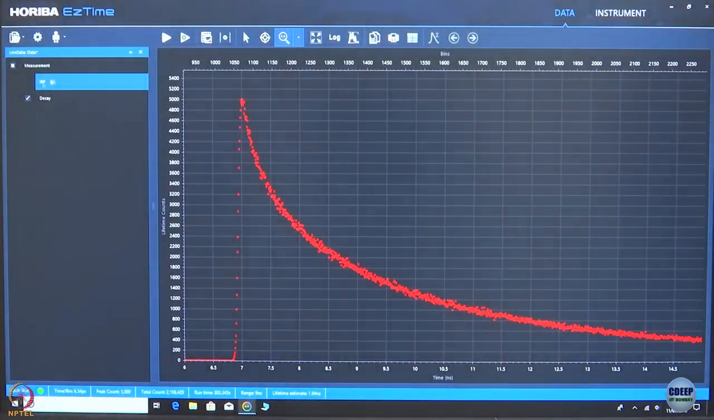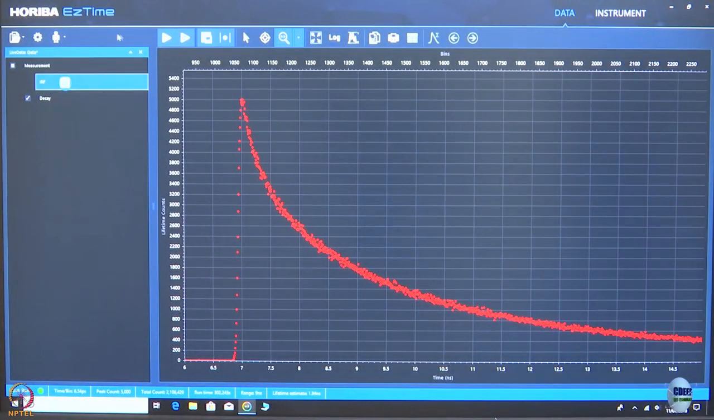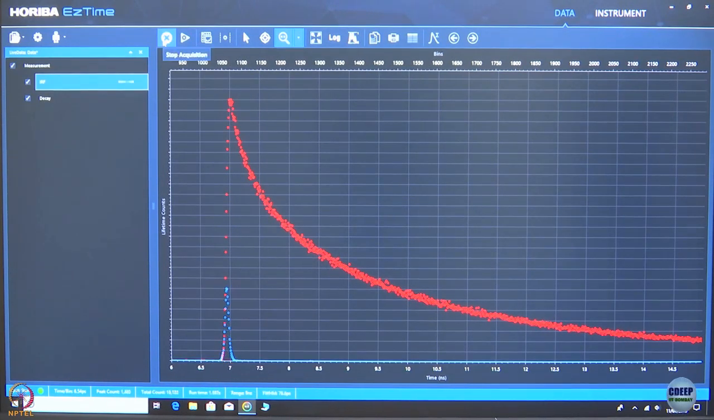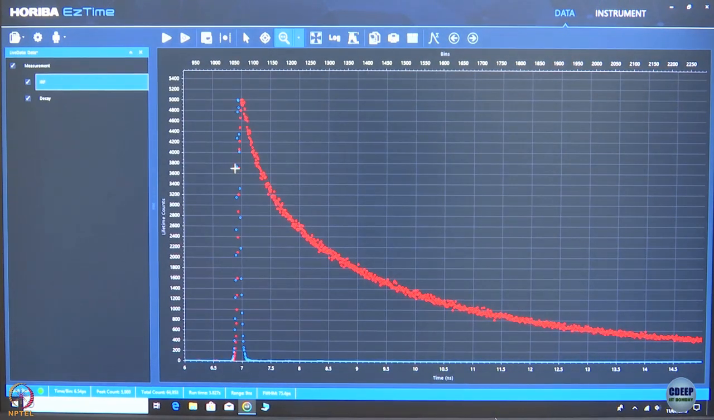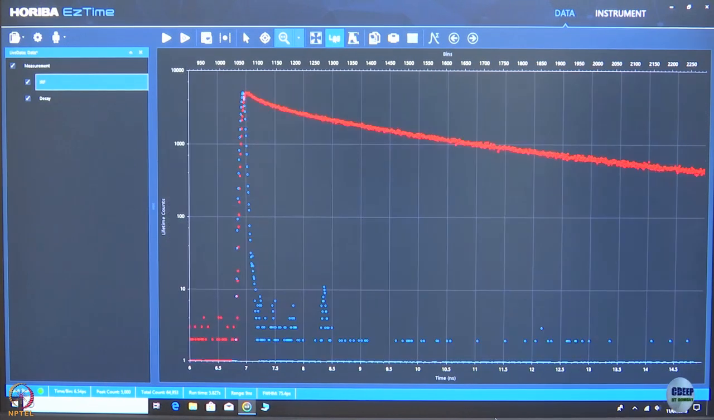So now we go back and we record the instrument response function. This will be done in a jiffy because first of all counts are so high, you can see this blue one coming up, that is the instrument response function, which means the laser pulse as the instrument sees it. This is the plot with y-axis in linear scale. This is the plot with the y-axis in the log scale.